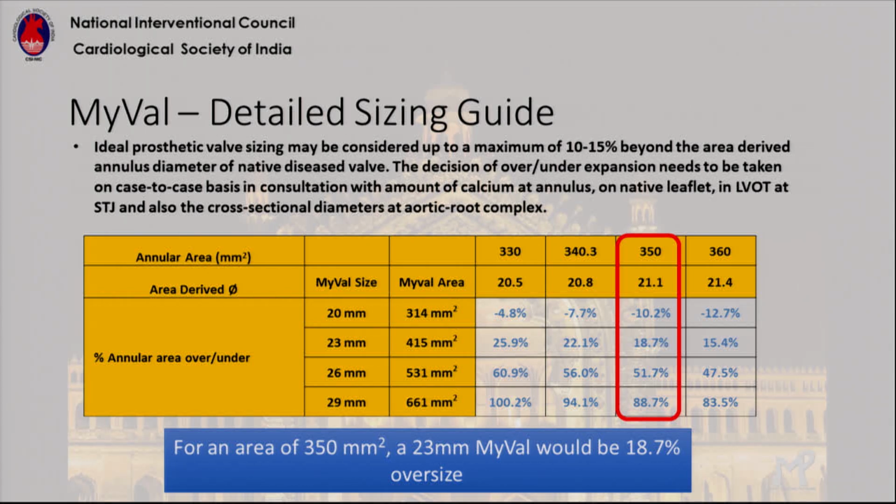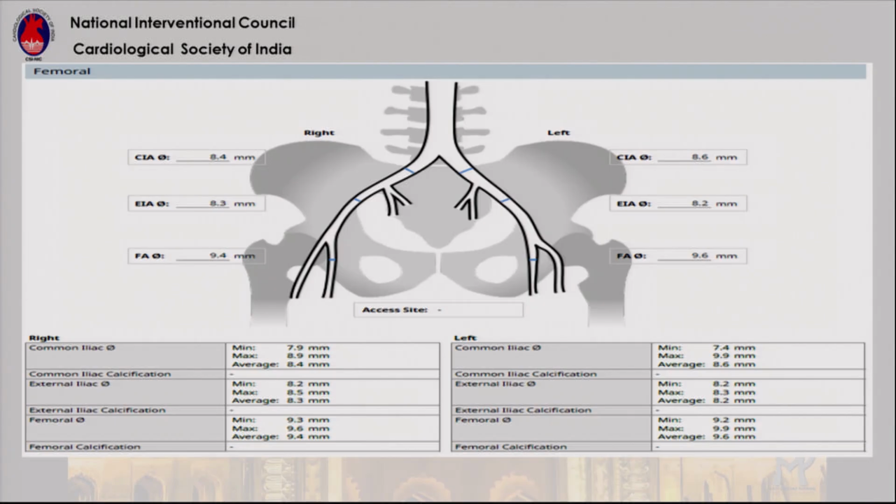The annulus, as you see, this is the sizing chart with a 350 millimeter annular area and a diameter of about 21.1. If I use a 23 millimeter valve, it is about 18.7% oversized. And if I use a smaller valve, then it will become undersized. So there's no way we can use a smaller valve. We usually try to keep it about 15%. So we'll show you how we'll do it. We'll probably underfill the balloon. That's what it is.